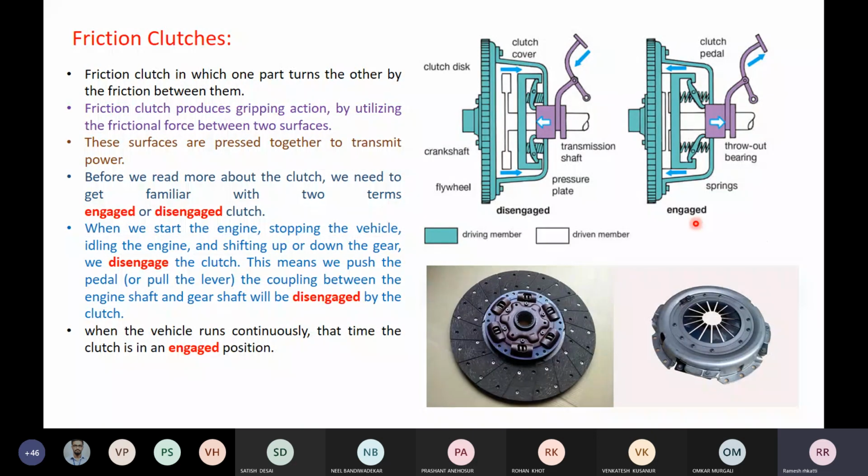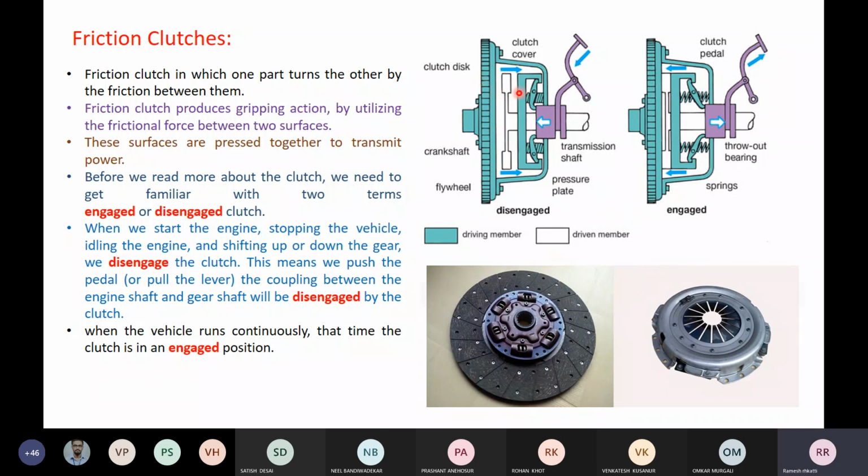At that time you disengage, so that the power will not be transmitted from the engine shaft to the gear shaft. Here disengaging will be there. And when you remove the foot from the pedal, it will start engaging, and the vehicle will be running continuously. I think you understood what we mean by engaging and disengaging. Do you have any doubt here?